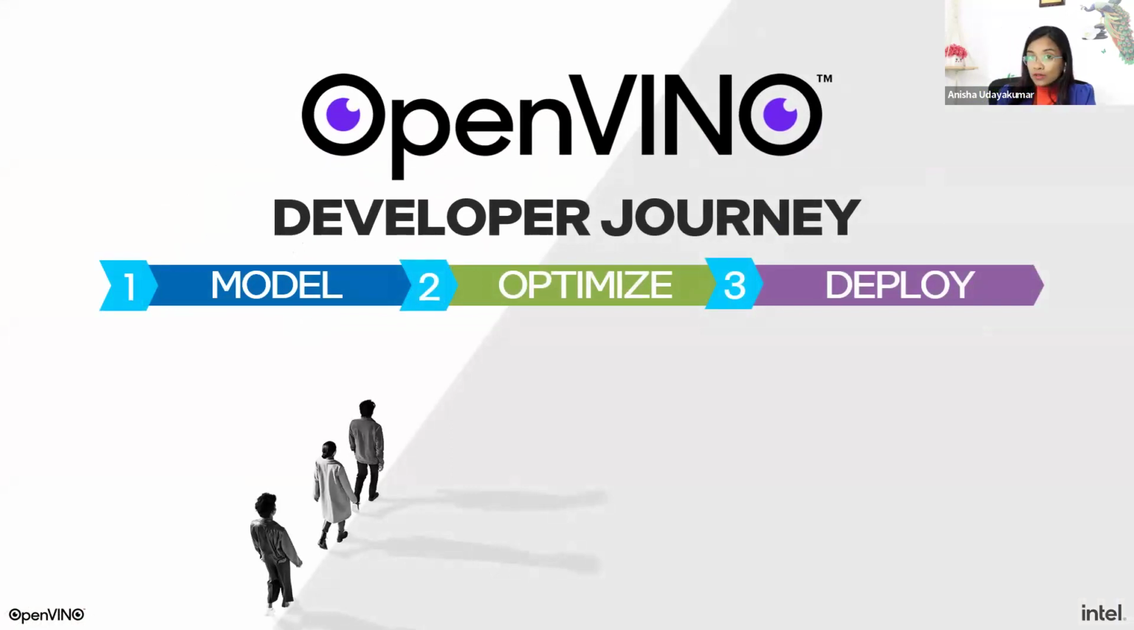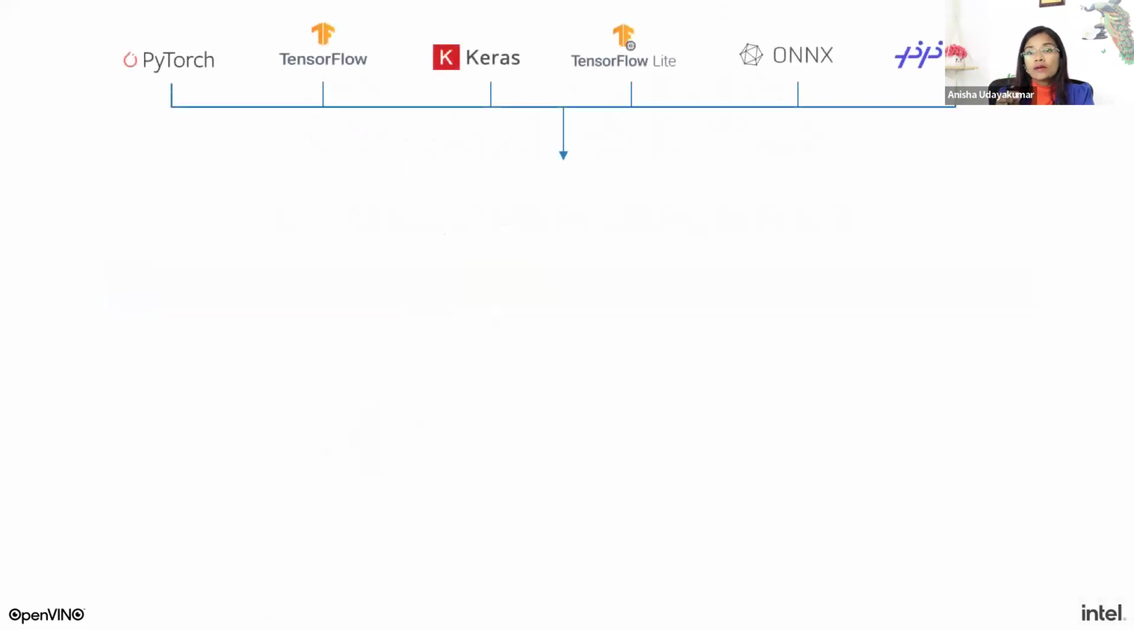First, you have developed your AI model. Then you optimize it with OpenVINO, and then you deploy it across devices. What it means is, as a developer, you would have developed your solution in one of these popular AI frameworks. PyTorch and TensorFlow would be a go-to option for many of you. And based on the model you choose, you drill down to one of these AI frameworks. It can be PyTorch, TensorFlow, Keras, ONNX, Paddle, and there are many more.